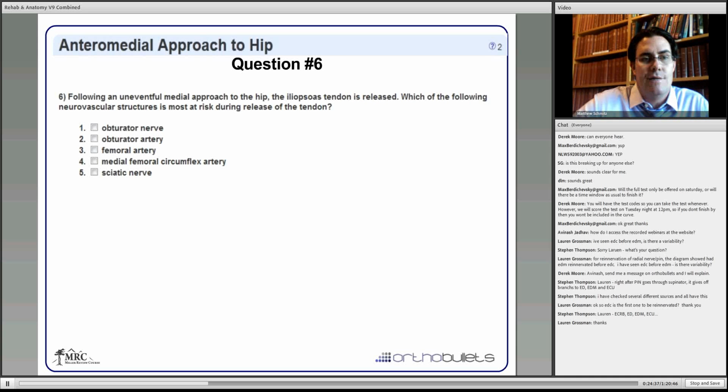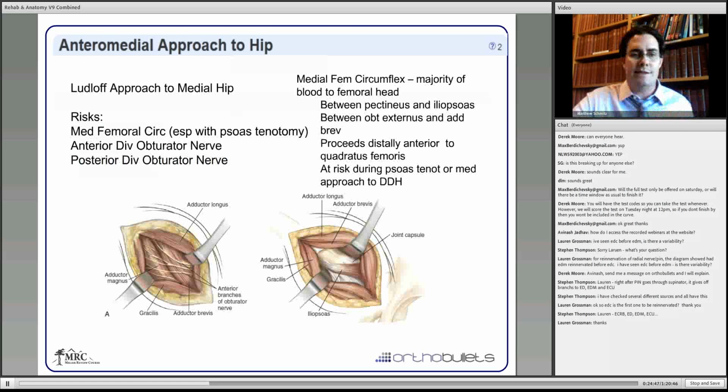Next is, following an uneventful medial approach to the hip, the iliopsoas tendon is released. Which of the following neurovascular structures is most at risk during release of the tendon? What this is looking at specifically is that medial approach to the hip, most commonly used in the Ludloff approach for congenital hip dislocation. There's a few risks you need to know about. The risks include the anterior and posterior divisions of your obturator nerve, but those are usually clearly identifiable as you're going down between your adductor longus and your gracilis, draped over top of your magnus. So you can protect those.